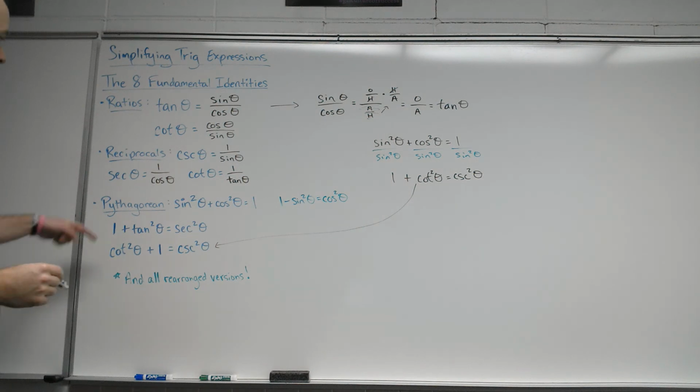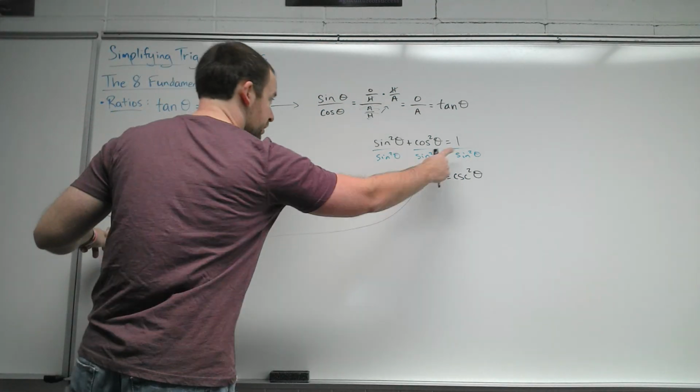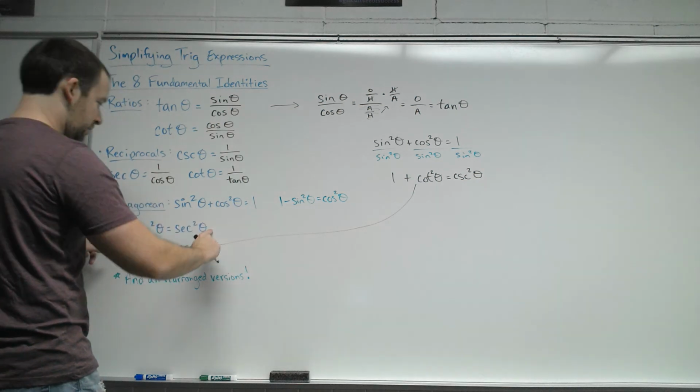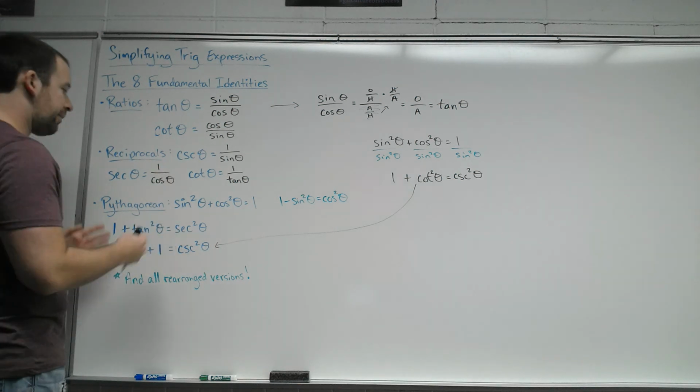And if I wanted to get this one right here, I would do the same exact thing I just did. I would just divide the problem by cosine squared instead. I take this whole equation divided by cosine squared, I would get this guy. And again, all the rearrangements you could ever imagine for these are also there.